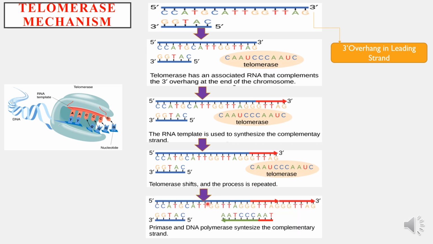So what will happen is that the primase will synthesize a primer and DNA polymerase will now comfortably synthesize the complementary strand which it was unable to do earlier. So that is how the telomerase is enabling the completion of the terminal part of the lagging strand.